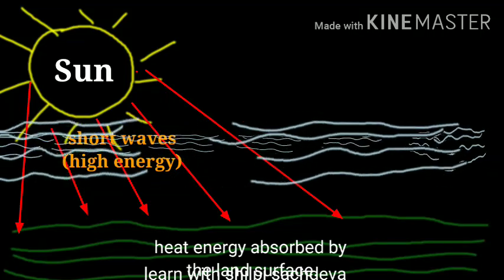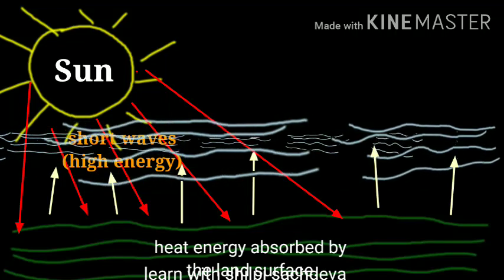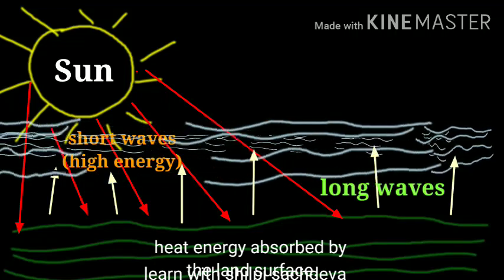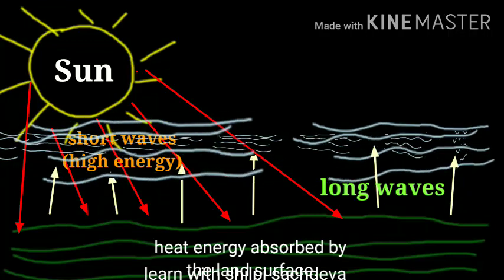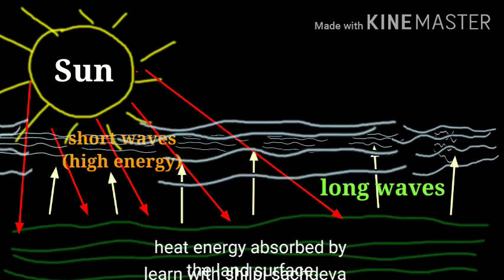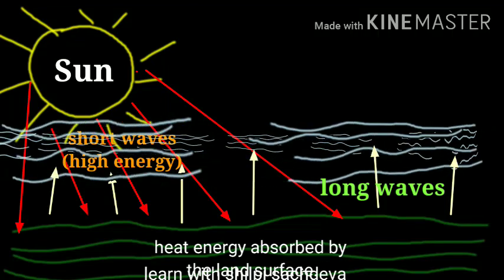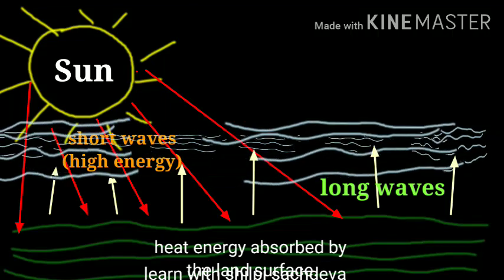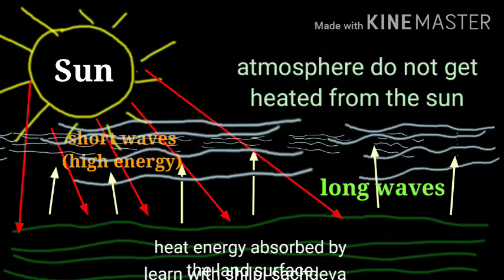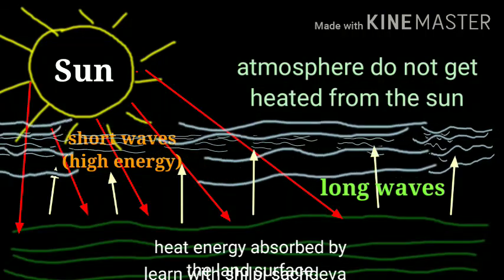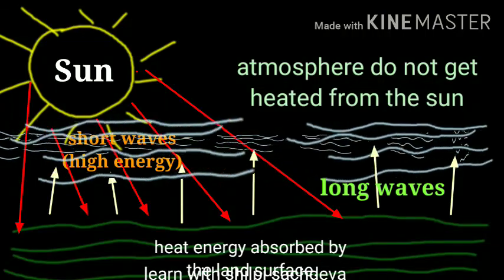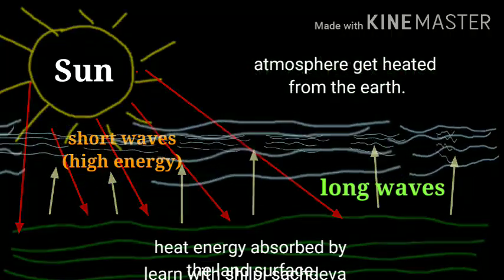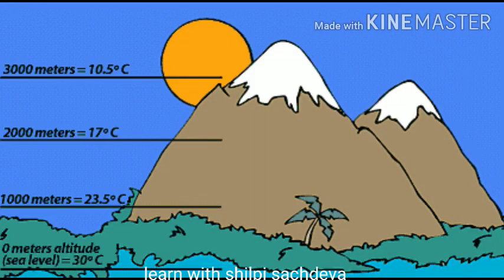After heating, the earth releases long waves, and these long waves do not have much energy in them. Thus, these long waves are absorbed by the atmosphere, or we can say that the atmosphere does not get heated directly from the sun. The atmosphere gets heated from the earth. Thus, as we move towards height or mountain areas, the temperature decreases.